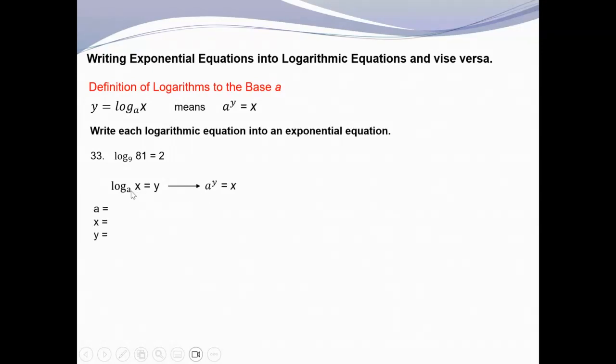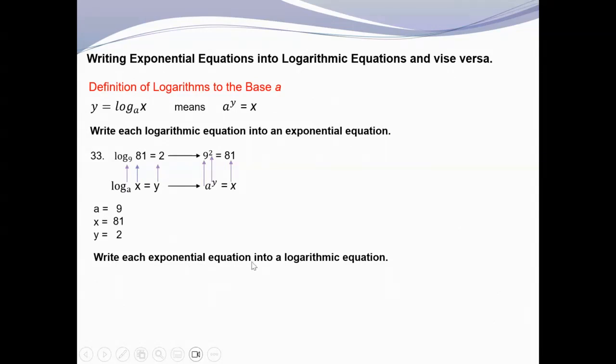So my a, you notice, will be 9. My a is 9. My x will be 81, and my y will be 2. Now we put it in this format. So my a will be 9 to the second power equals 81. Why? Because my a is 9, my y is 2, and my x is 81. You can use that conversion.